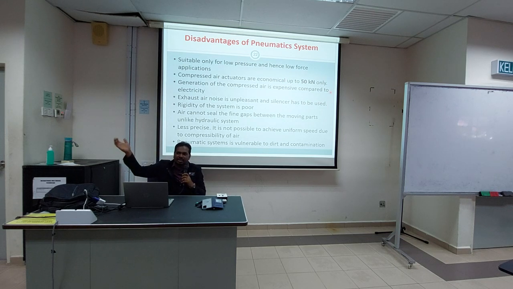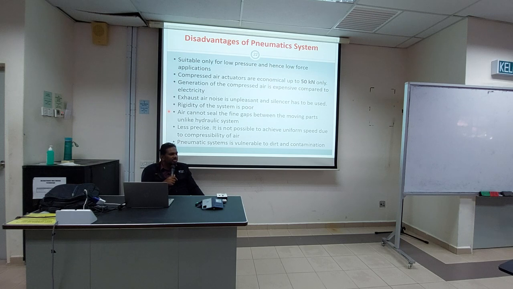So yang ni kita akan belajar dalam chapter yang akan datang, chapter 3. So actuators. So one particular setup baru boleh dapat 50 kN. Kalau tak, dia akan kurang. So generation of compressed air is expensive compared to electricity. So you nak tangkap udara itu, you nak compress, is expensive. Sebab udara itu limited and is sold for very expensive.